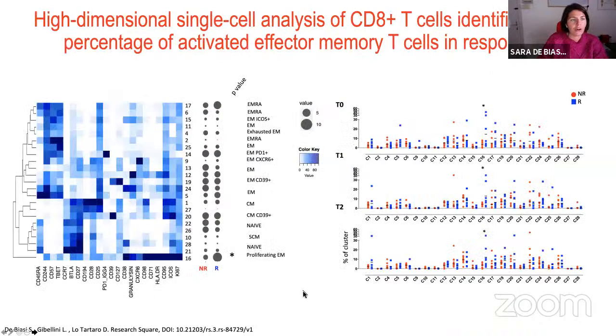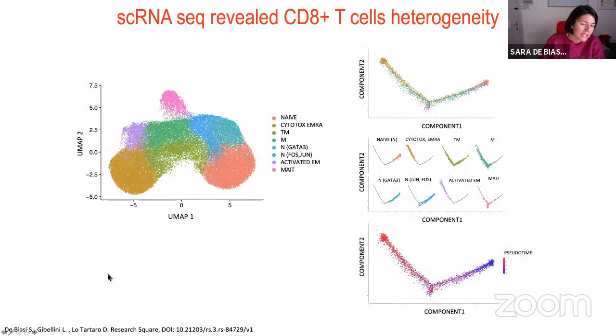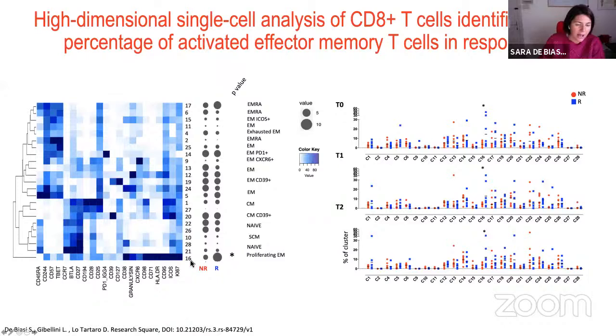In this population, we performed PhenoGraph clustering, and this kind of high-dimensional single-cell analysis of CD8 positive T cells was able to identify a higher percentage of activated effector memory T cells in responders. As you can see here, cluster 16 was characterized by higher expression of Ki67, ICOS, CD95, HLA-DR, CD71, CD98, granulysin, CXCR6 and CD38. This heat map identified proliferating effector memory T cells, characterized by HLA-DR and Ki67.